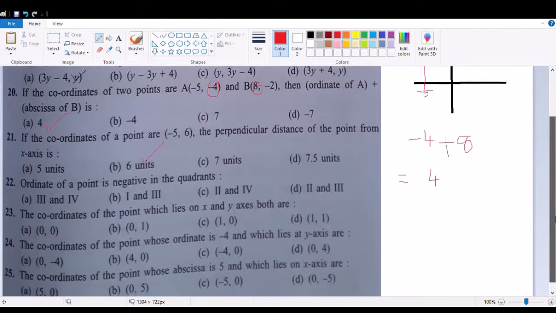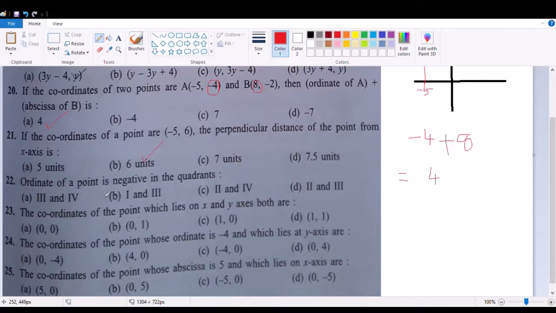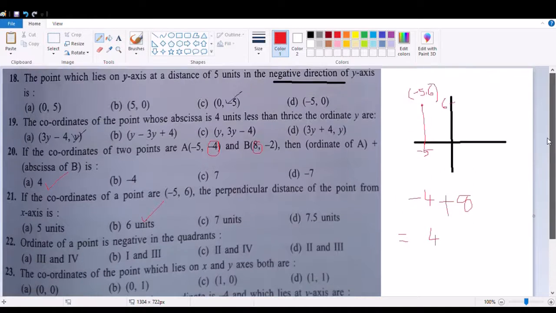Okay. So next question. The ordinate of a point is negative in. Ordinate means what? Y coordinate. Y coordinate is negative in which quadrants? Y coordinate is negative means this one, that is the third and fourth quadrants. So in the third and fourth quadrants, the y coordinate will be negative.